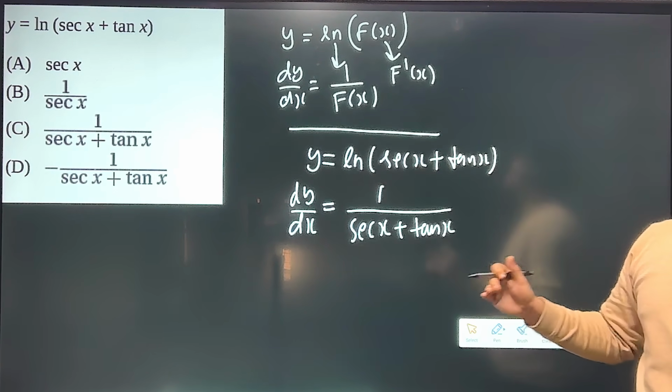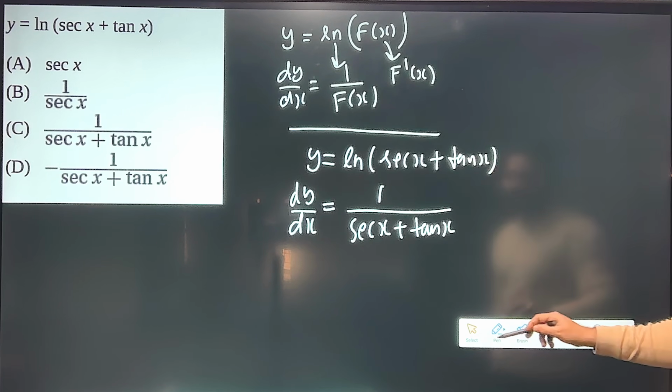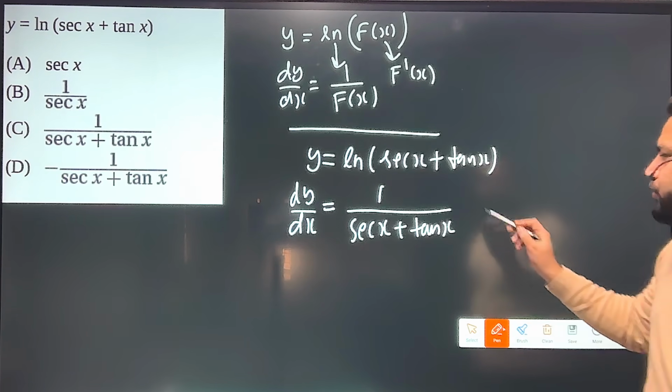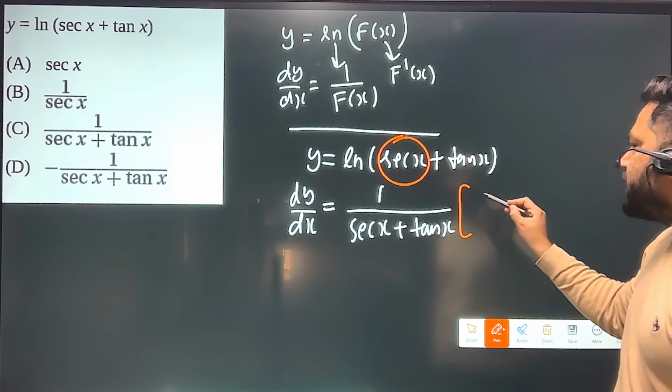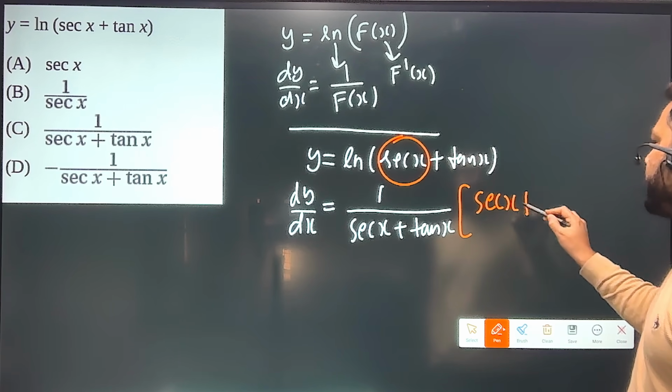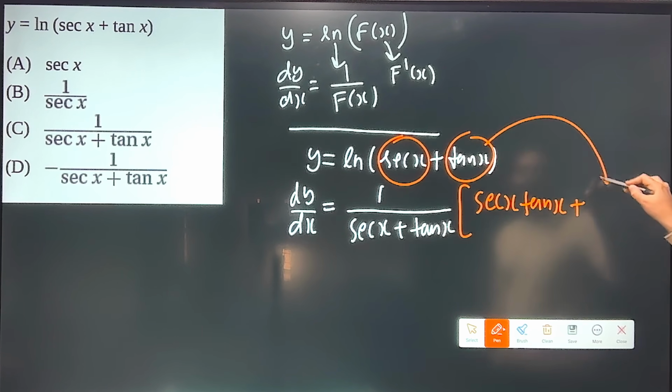But the answer is not over. Now we will do the derivative of this secant x plus tan x part. The derivative of secant x is secant x tan x, plus the derivative of tan x is secant square x.